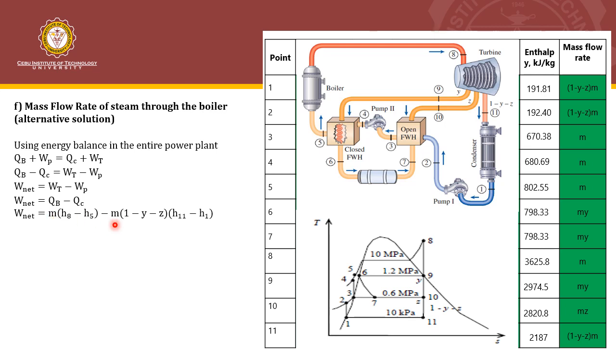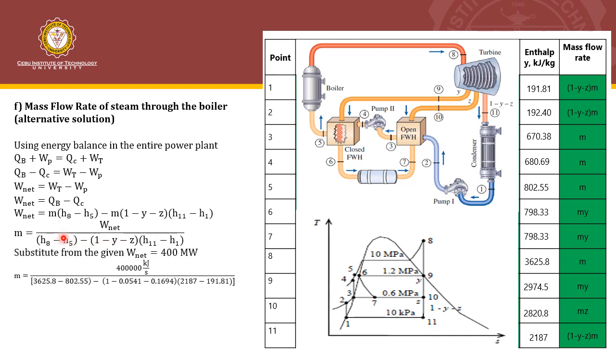And then for the condenser, it's equal to the enthalpy difference in the condenser, which is H11 minus H1, multiplied by the mass flow rate to the condenser. So in this way, we can rearrange that to get the value of the mass flow rate. Since we already have the value of work net and these values here, we can already get the mass flow rate. So the mass flow rate using this alternative solution is 314 kilogram per second. So there is a difference of 1, maybe because of the rounding off of the values that we have previously.